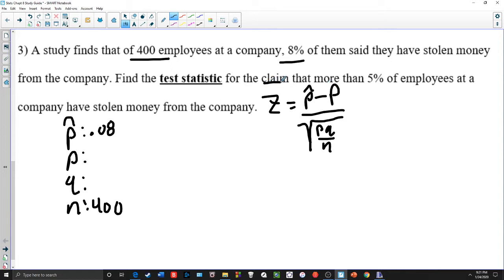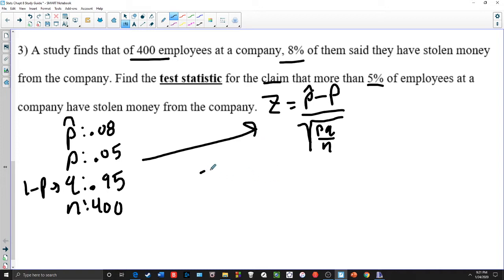I'm claiming that it's more than 5%. So that'd be right here, 0.05, because that's my claim percentage. P no hat, remember, is what you're claiming. Then q, by converse, would have to be 0.95, or not the opposite, but the complement. So again, q is 1 minus p. That's how we get q. So 1 minus whatever this is. So we have our p hat, we have our p, we have our q, we have our n. So sample percentage, claimed percentage, 1 minus our claimed percentage, and our total number of people surveyed, or total number of things tested. We're just going to go straight and plug it into our z-score.